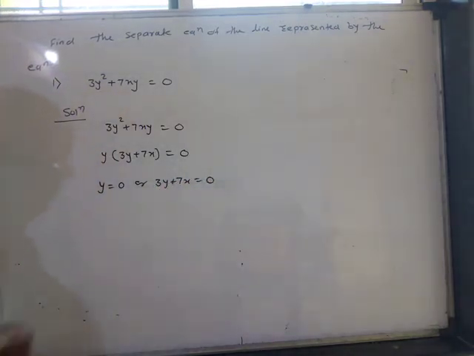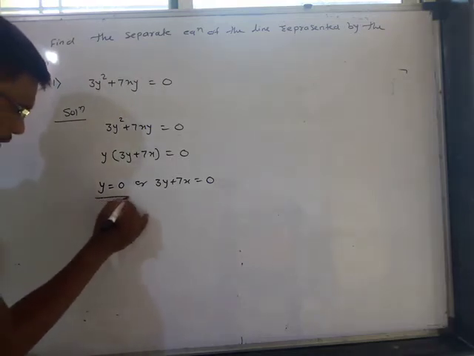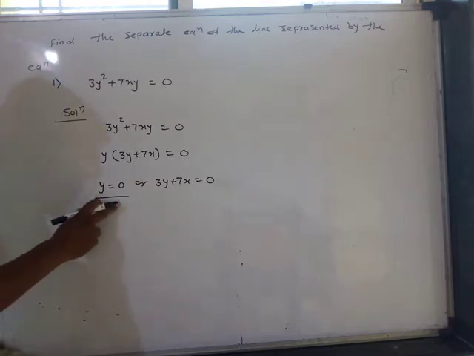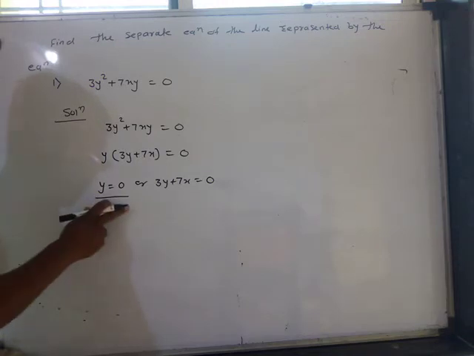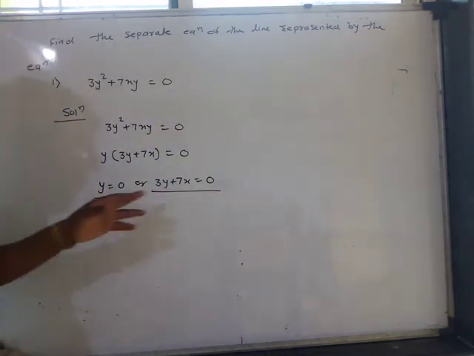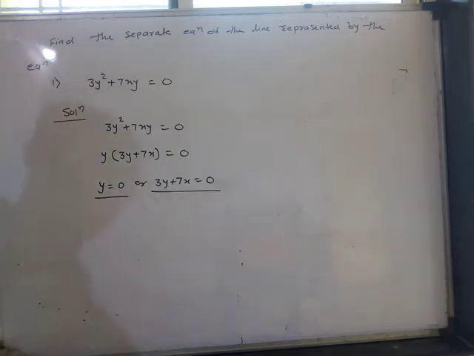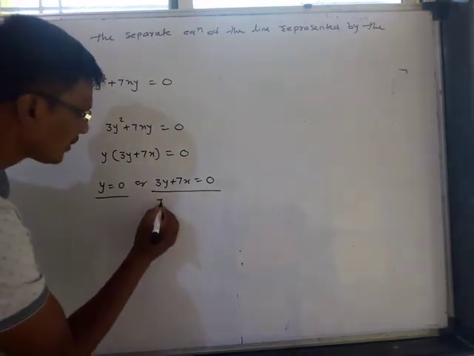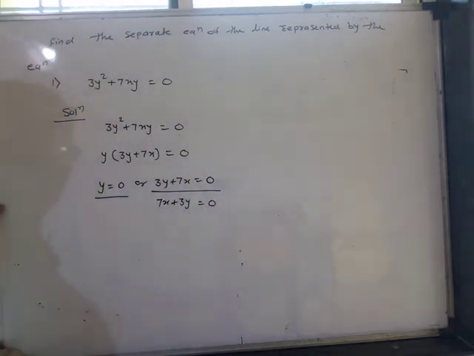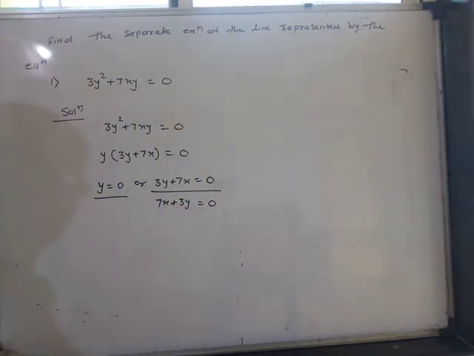Therefore y is equal to 0 is one of the lines, and this is the equation of the x-axis. So x-axis is one of the lines, and this is the second line: 3y plus 7x is equal to 0, or this can be written as 7x plus 3y is equal to 0. So these are the two separate lines from this equation.